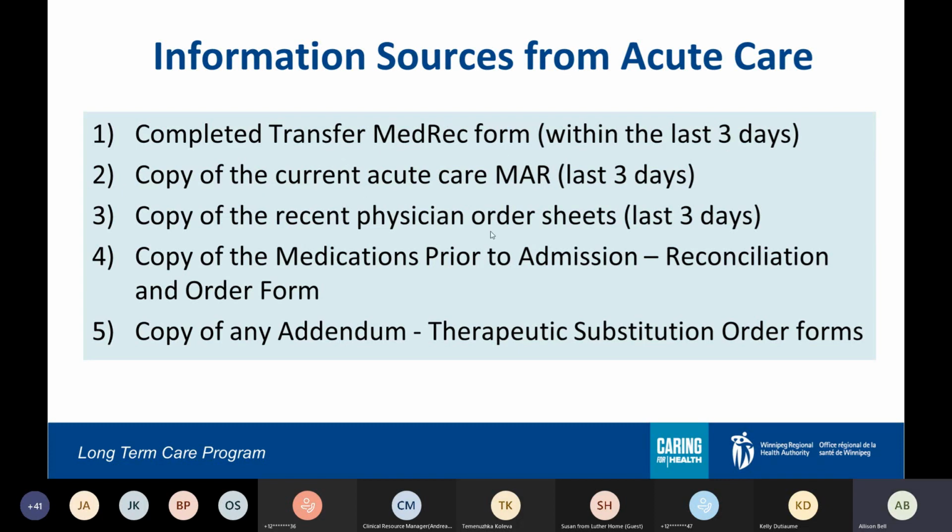The copy of the MARS and the order sheet, physician order sheets, are exactly the same. So within the last 3 days, for all the same reasons we already talked about. So the MAR to see when they were giving medications, how they were timing them, and the physician order sheet just to make sure that there hasn't been any changes since that transfer medrec form was printed. We also, because it's a shorter admission, we also should be receiving a copy of their admission medrec, which we hope will reflect our PCH MAR, because that's what we would have sent them in order to do the admission medrec. And they may or may not have some of these addendum forms depending on if there was any changes to their medrec.